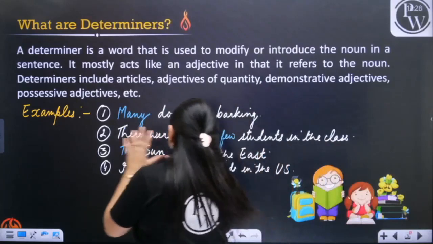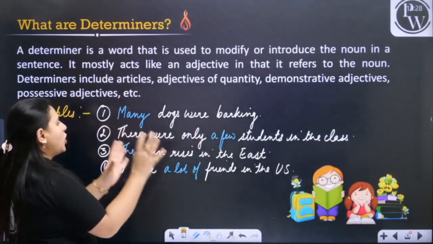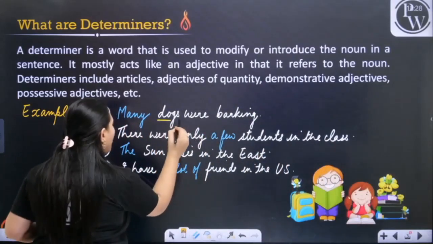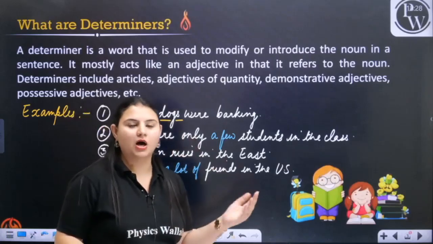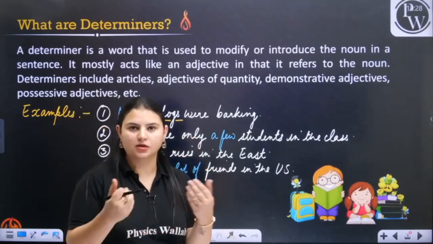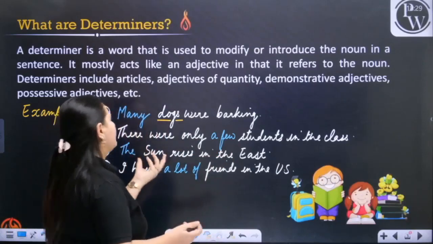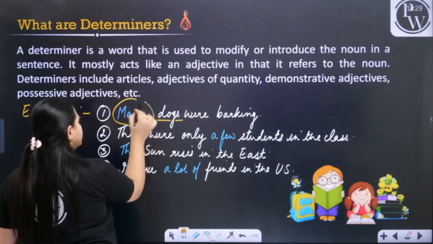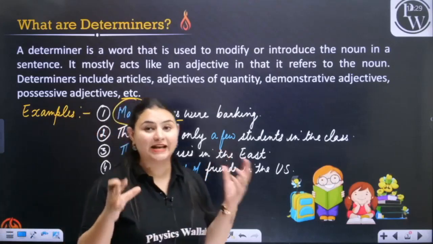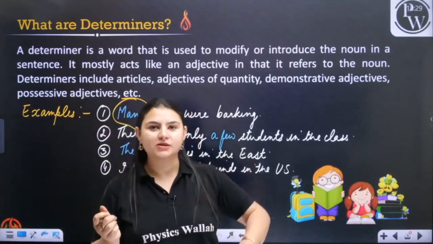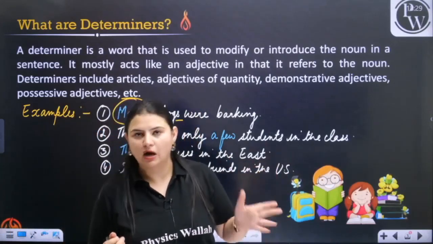If we look at this example, "Many dogs were barking." Dogs is a noun. Now, what do we know about the noun? Many dogs were barking. Here, "many" is a determiner. It is telling us the quantity of dogs, how many dogs were barking.